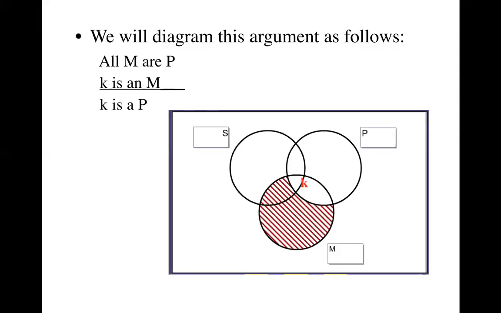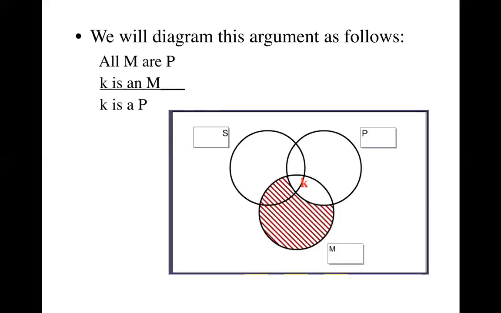However, we have the same problem we had when diagramming it as a singular statement, in that we don't know where in this intersection it goes. If we put the K in the part of the circle that's outside of where the S circle overlaps, then that's saying that K is an M and that K is a P, and that it's not an S. And we don't know that. Just from K is an M, we don't know its relationship to P. We also don't know anything about S, because it's not even really part of the argument.